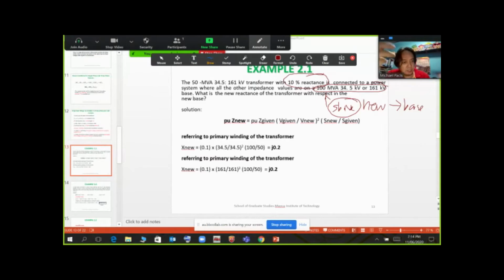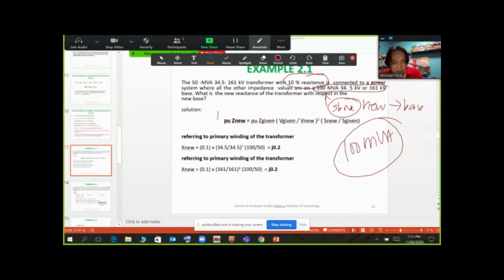Typically, the S base of the system is any number that you want, even the last two numbers of your birthday, even your favorite number. But since we are in theory and sometimes we need to be consistent, we usually use 100 MVA as the S base. You can choose any value that you want, the answer is still the same. But if none is given in the problem, you can assume a 100 MVA base.